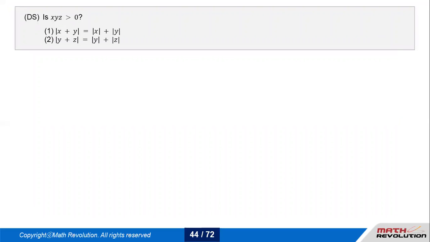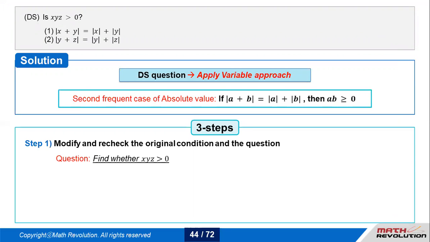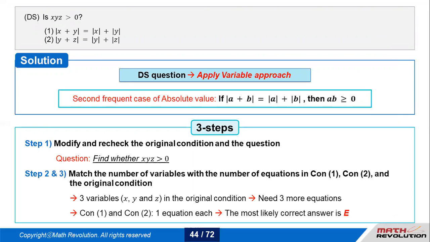So this is a very common question that comes into GMAT. Is xyz, the product of 3 variables, greater than 0, and then you have equations like xy and yz terms. Now, in this particular question, we need to find whether xyz is greater than 0. We are dealing with 3 variables, x, y, z, and we don't have any equations here. So we have 3 variables, we need 3 equations. We could get 2 equations from mixing up both condition number 1 and 2. I'm still short of 1 equation, so my answer should be E.